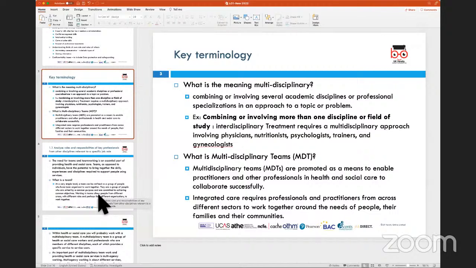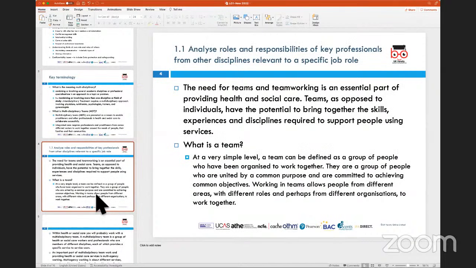Okay. Now, after this broad understanding of the learning outcome, which is looking at the multidisciplinary team approach, why it is important within the health and social care sector, and the key terminology that we've covered, let's dive in and understand some of the assessment criteria directly related to this learning outcome. The first one talks about roles and responsibilities of key professionals from other disciplines to a specific job role. So who are going to be the key professionals within this sector? Can you name a few key professionals within the health and social care sector?